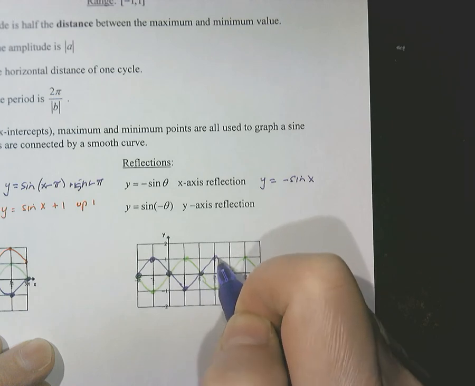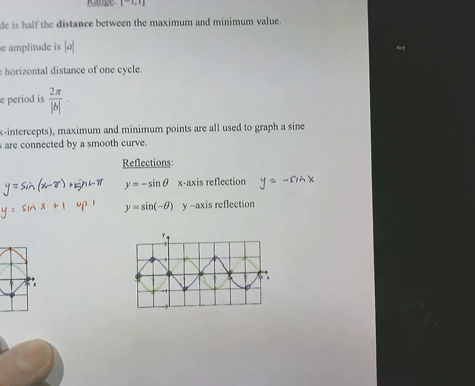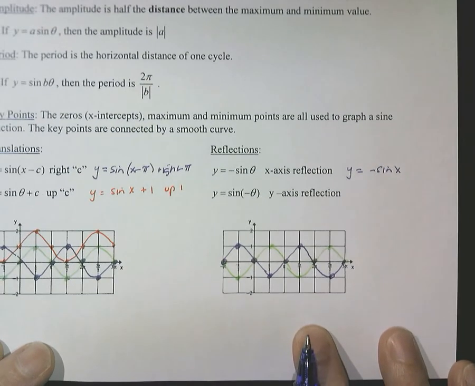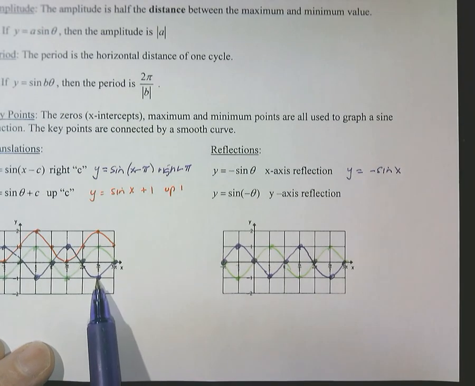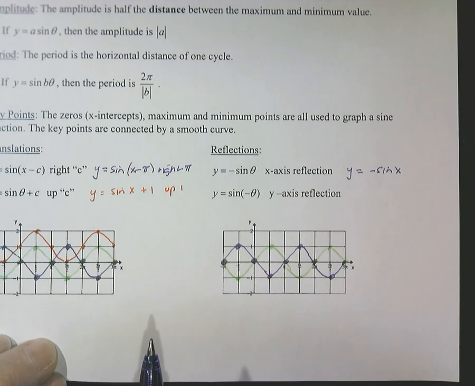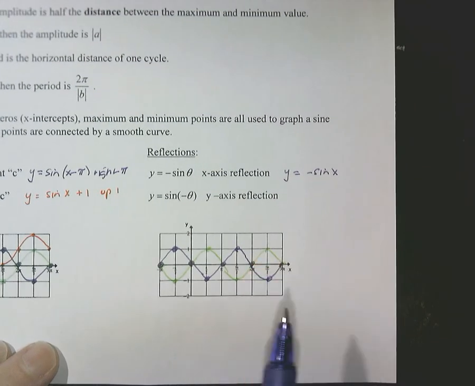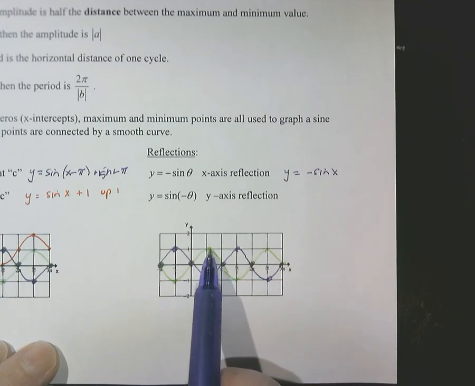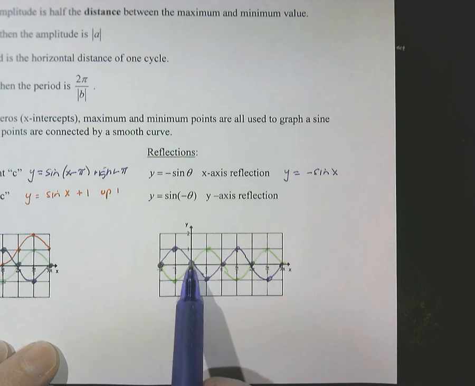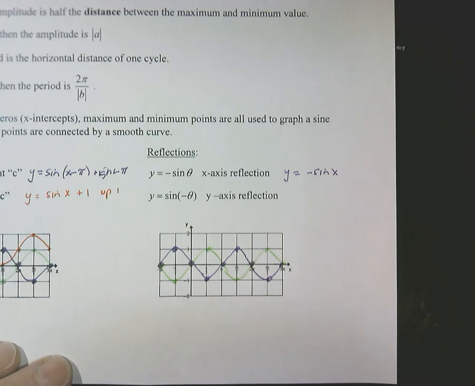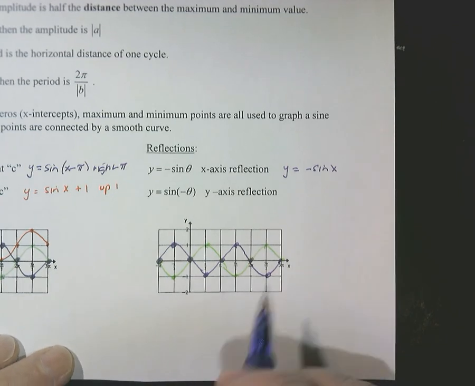So you can see, you can't tell if this was an x-axis reflection or like the one I did over here, which was a shift right pi. So you can get the same results multiple different ways. If we did a y-axis reflection, that means this half hump is going to come over here, this half hump is going to come over here. So what happens is that an x-axis reflection and a y-axis reflection end up being the same graph.